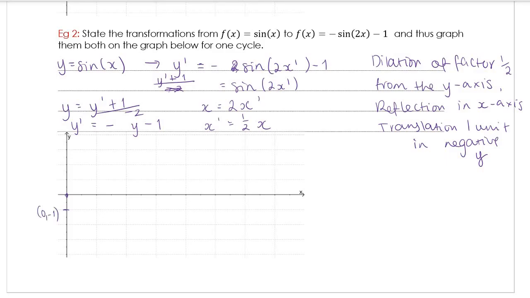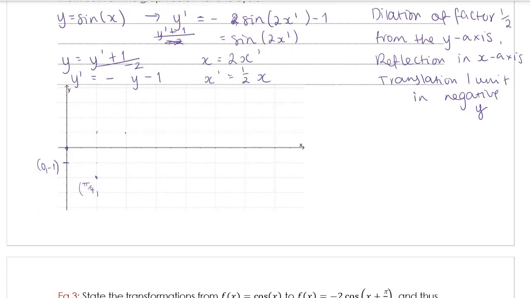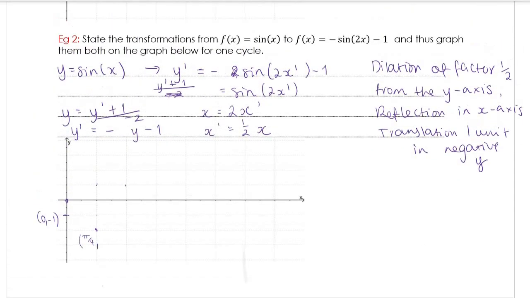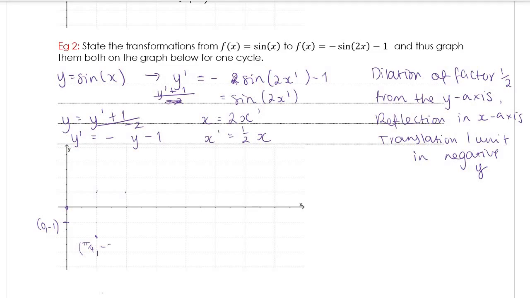Now we're going to do the same thing for the other points that we know of. So at pi on 2, we know that our sine graph is usually at 1. I'm going to dilate this a factor of a half, so I'm going to move it down. Oh, sorry, I'm going to move it to the left and shrink that by a half. And then I'm going to reflect it and translate it 1 unit down. So that means at pi on 4, because I've shrunk that value down by a half, I'm going to be at negative 2.